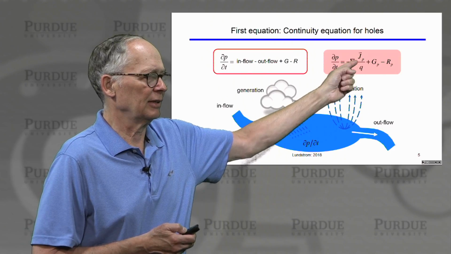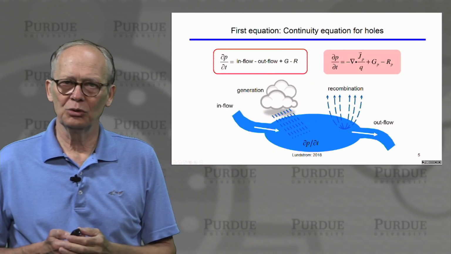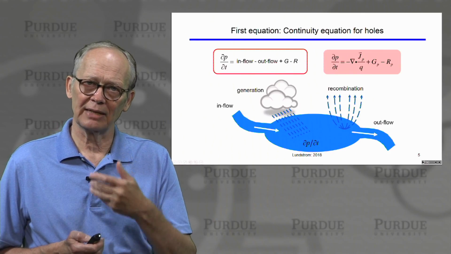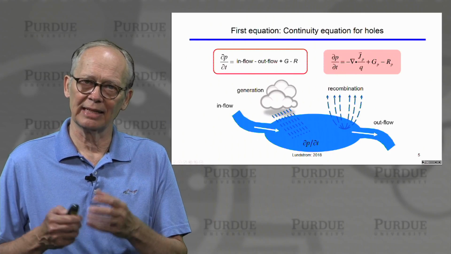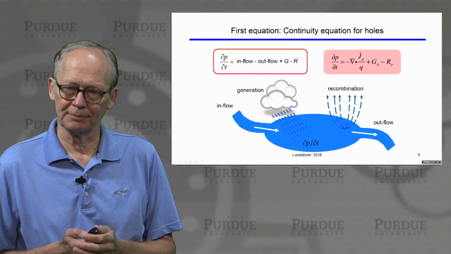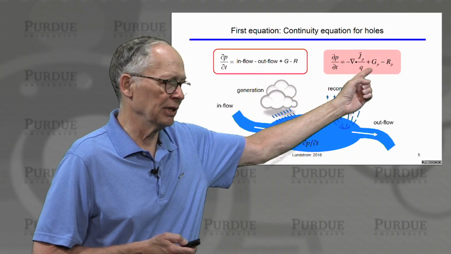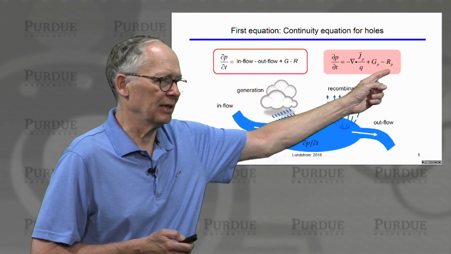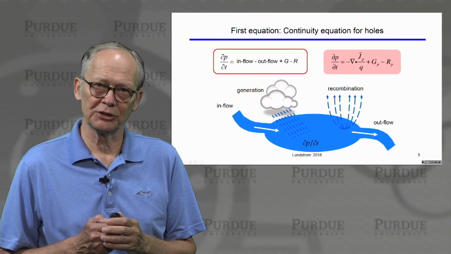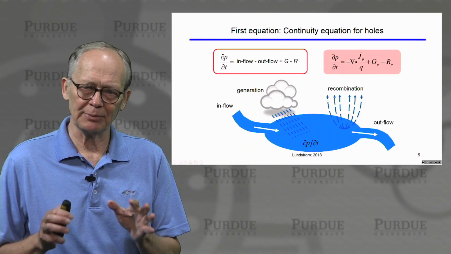So the current divided by q is a flux. That's the flow in or the flow out. Divergence of that flux physically represents a net flow out. Minus divergence represents a net flow in. And then this is the generation process for holes and the recombination process for holes. So this is the first of our three equations. And it's a bookkeeping equation.